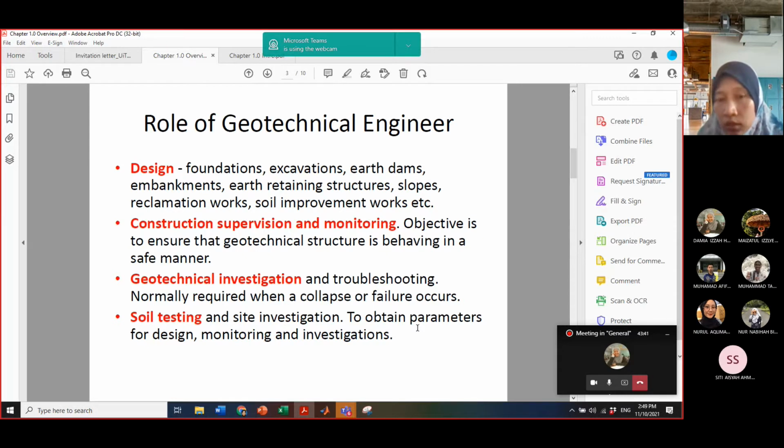We cannot put an embankment and then not do monitoring, and suddenly construct, put piles and so on, and then a few years later it fails. That is how we can relate the role of the geotechnical engineer. So the objective is to ensure that the geotechnical structure is behaving in a safe manner. And the next one is the geotechnical investigation.